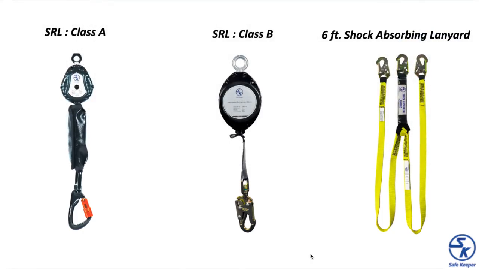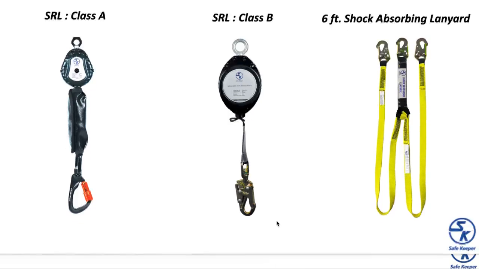When using an SRL or lanyard, it is important to consider your application and calculate the fall clearance distance needed to keep the worker from making contact with the lower level. Fall clearance differs depending on your connector. In this video, I'll go over 3 examples when connected to overhead anchorage. Let's go further into these examples.